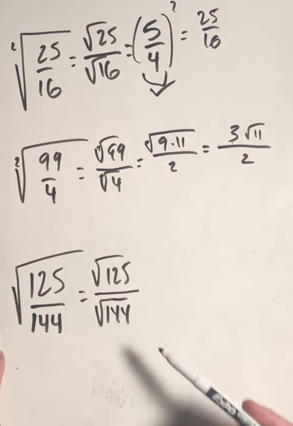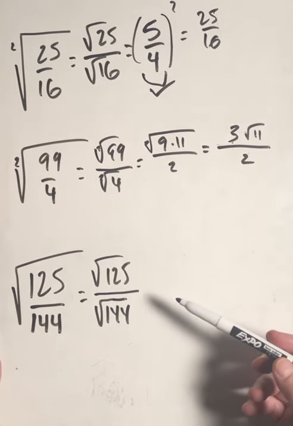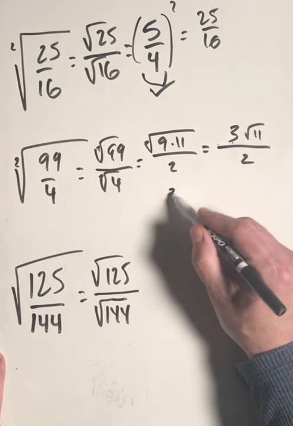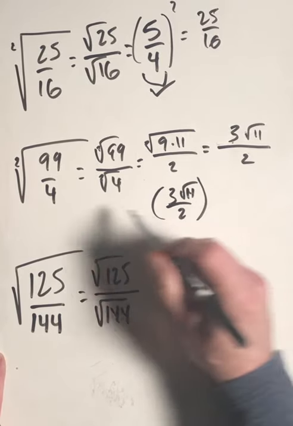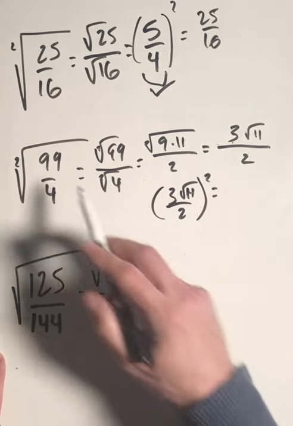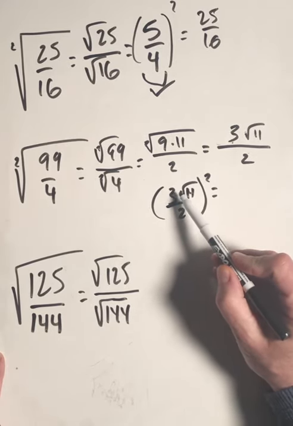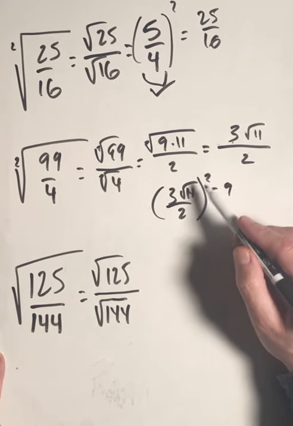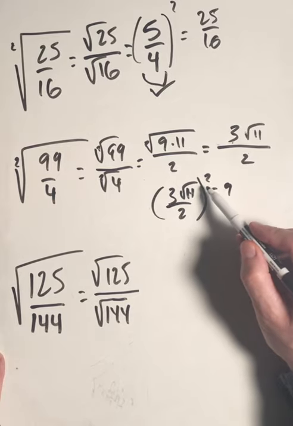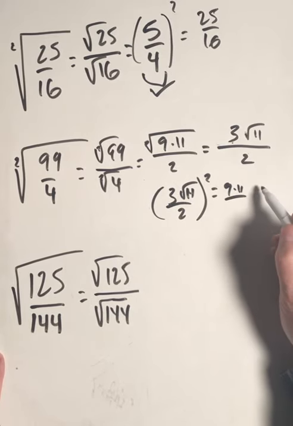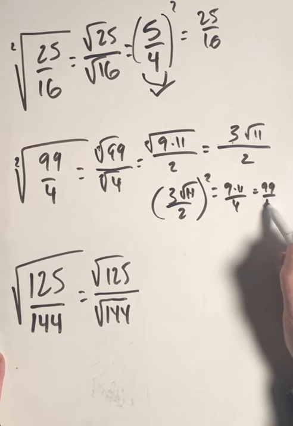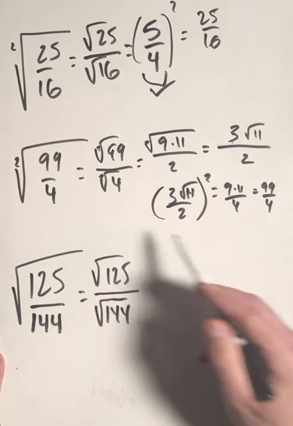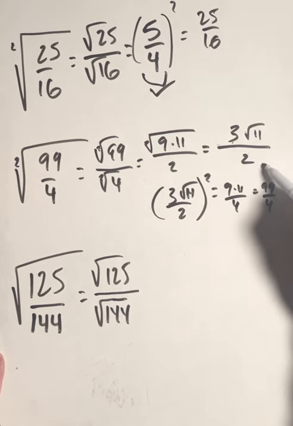All right, next thing over here. If we wanted to check this, by the way, we could take 3 radical 11 over 2 and raise it to the power of the index, and it should equal what's underneath here. So if we take 3 squared, that's going to be 9. The square root of 11 squared would be 11, so that's 9 times 11, or 99. And 2 squared would be 4, so that would equal 99/4, which was the original radicand, so we know that we have simplified this correctly.